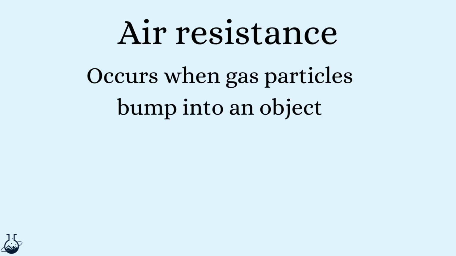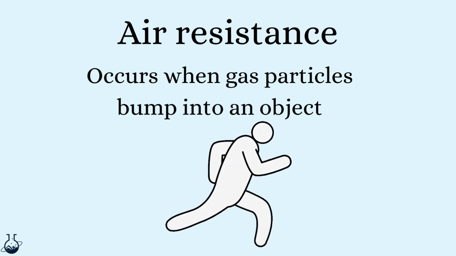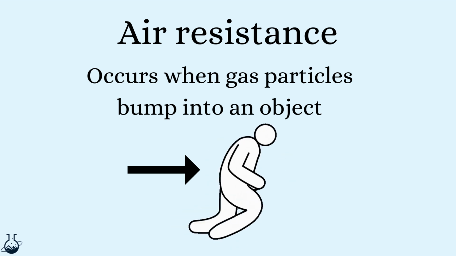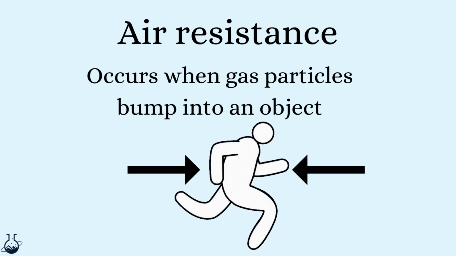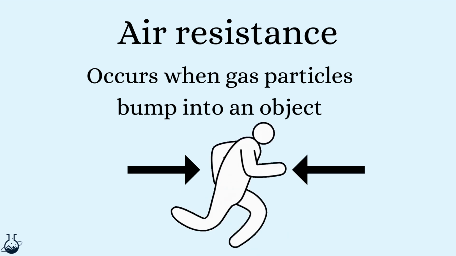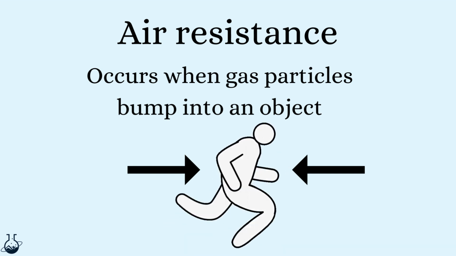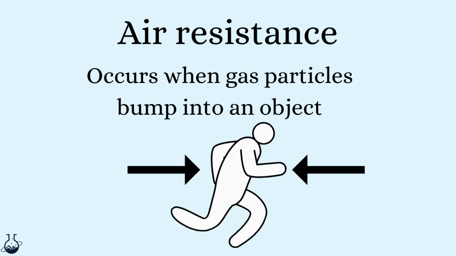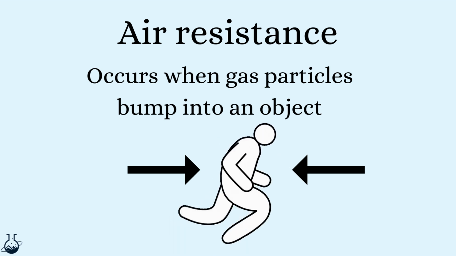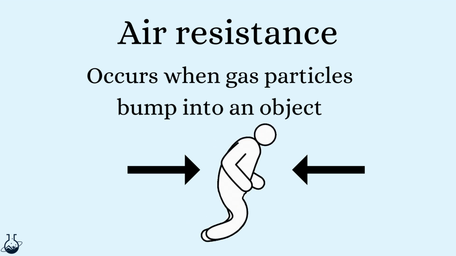Air resistance occurs when gas particles bump into an object. Think about when you're running. You're running in this direction, and you feel the air hit you in the other direction. That is the air resistance slowing you down. It has big impacts on a wide variety of things, such as aerodynamics and design.